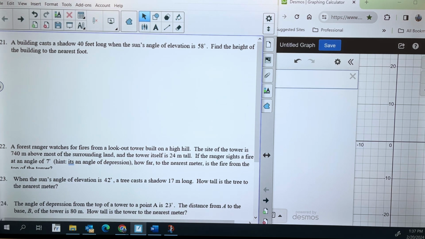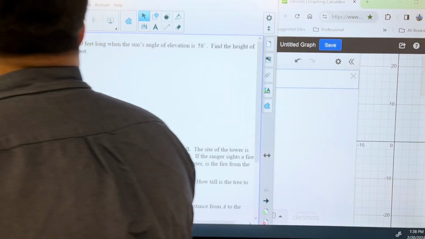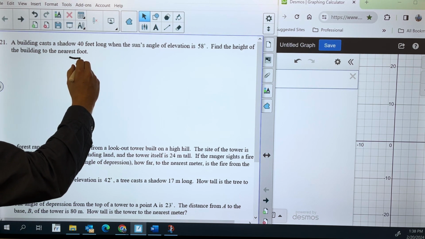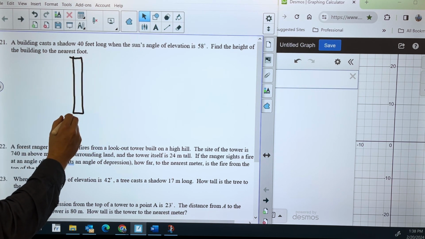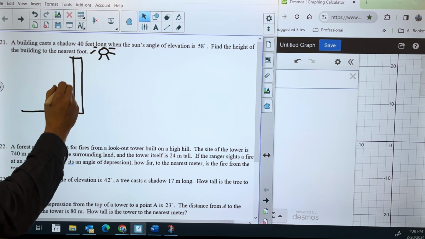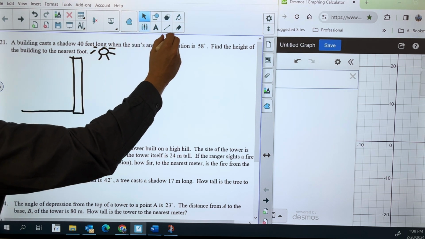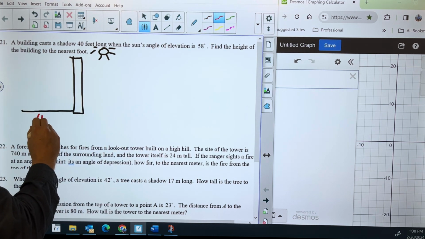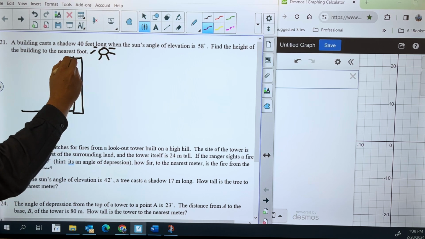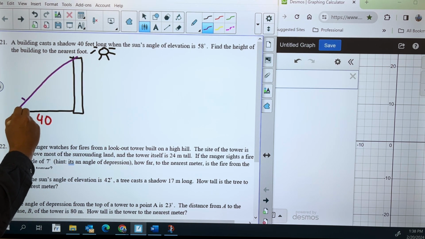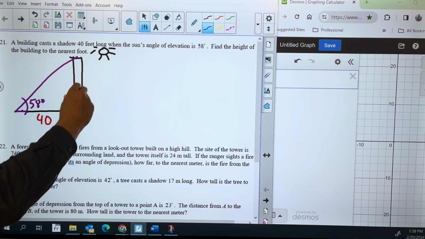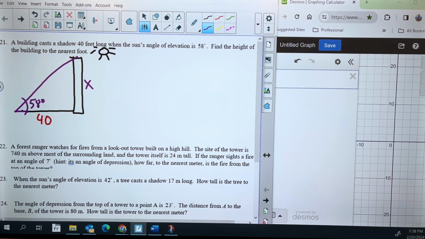Most important part with the word problem is drawing that picture. So here in number 21, we're looking at a building with a shadow. So draw the building and the shadow, which means the sun is right here. The shadow is 40 feet long, so this is 40, so that's a shadow. And the angle of elevation, so that means the angle from the ground up right there, is 58 degrees, and we're trying to find the height of the building right there.